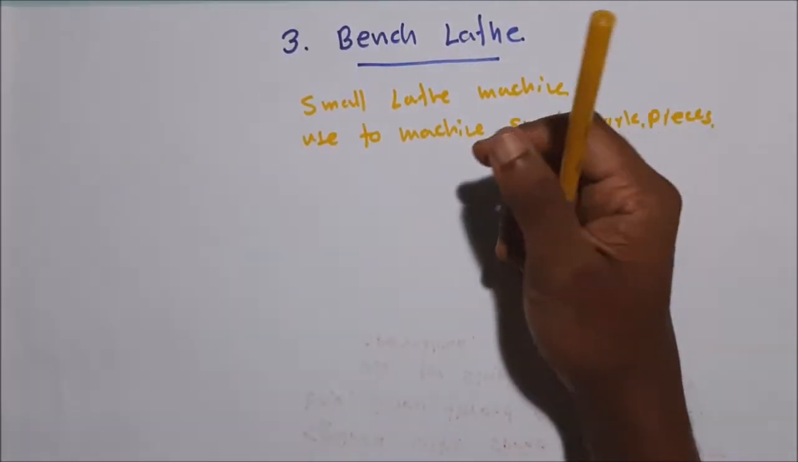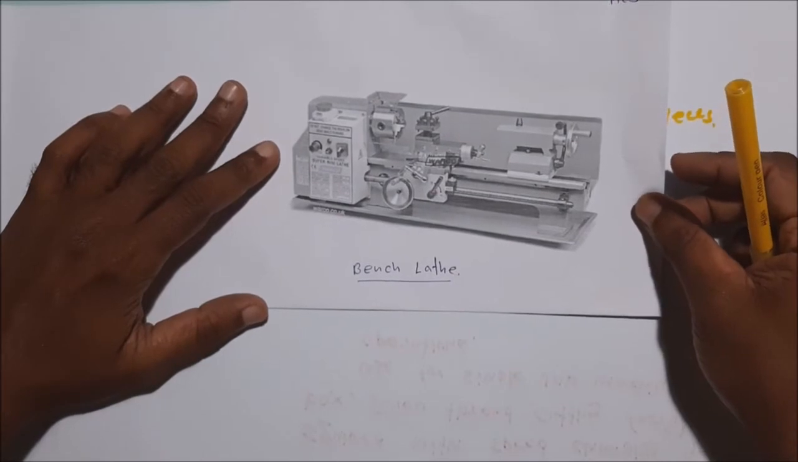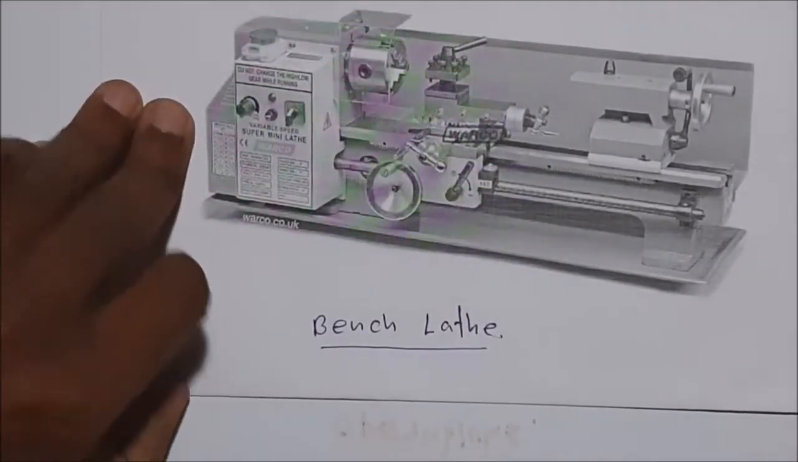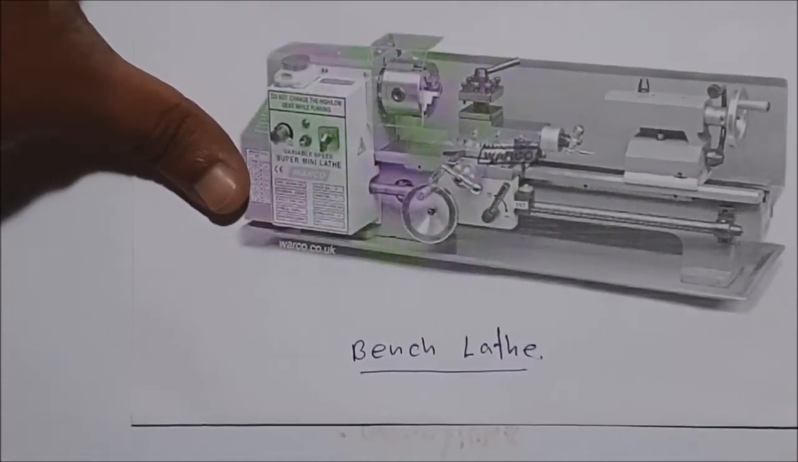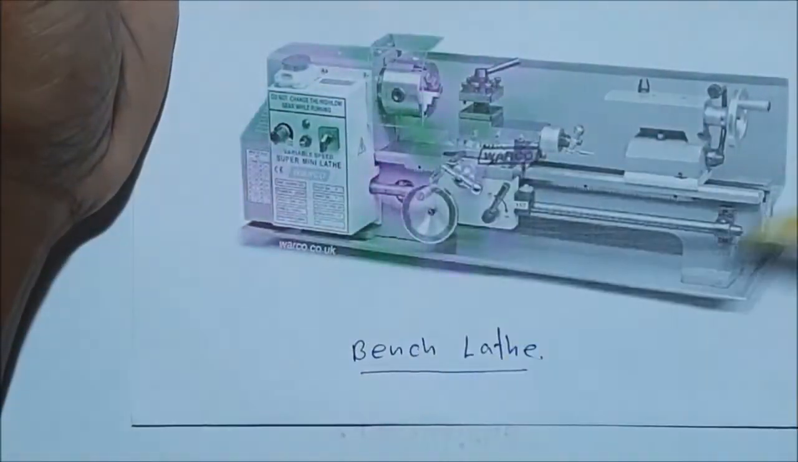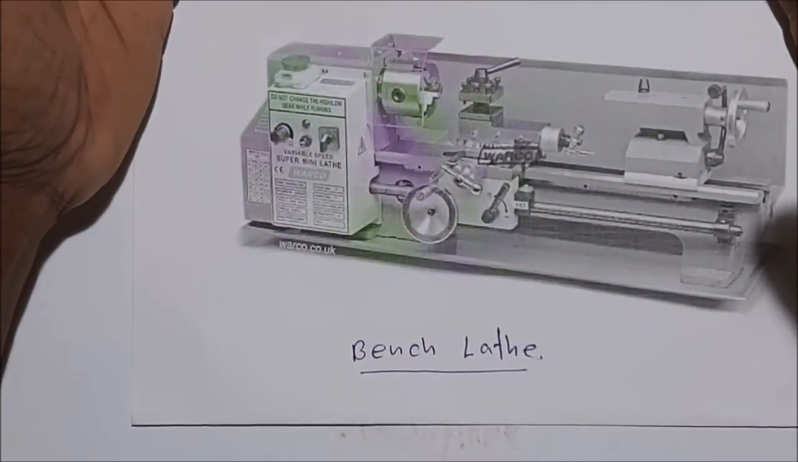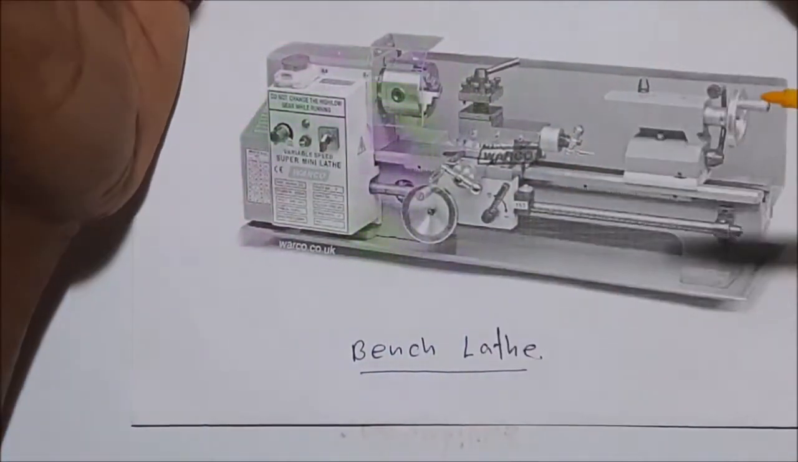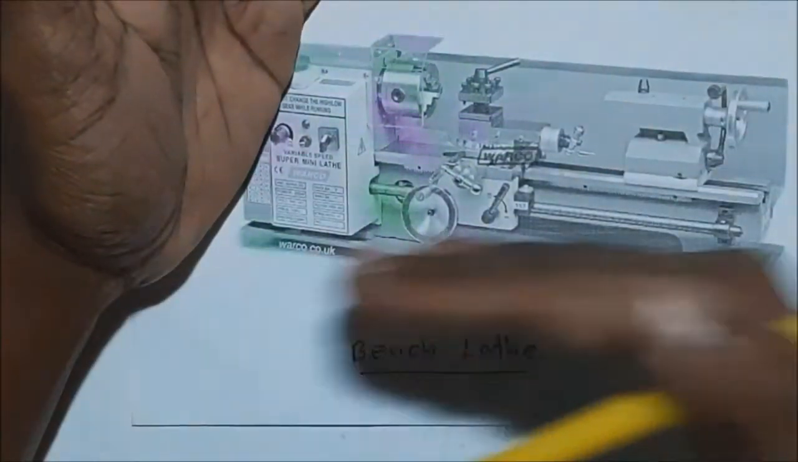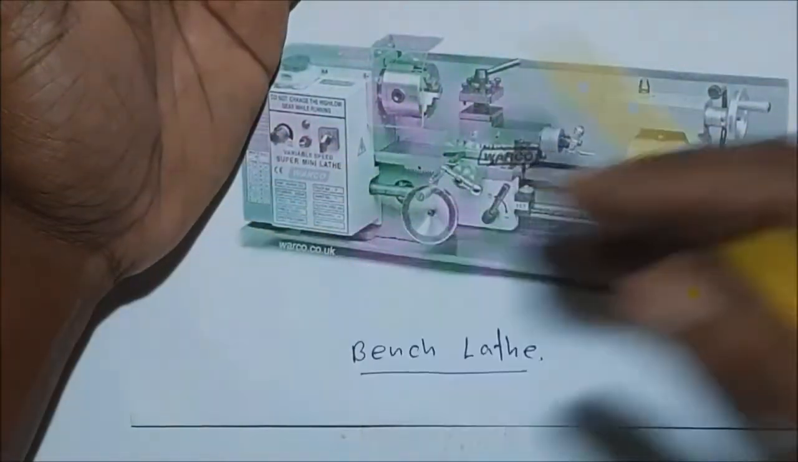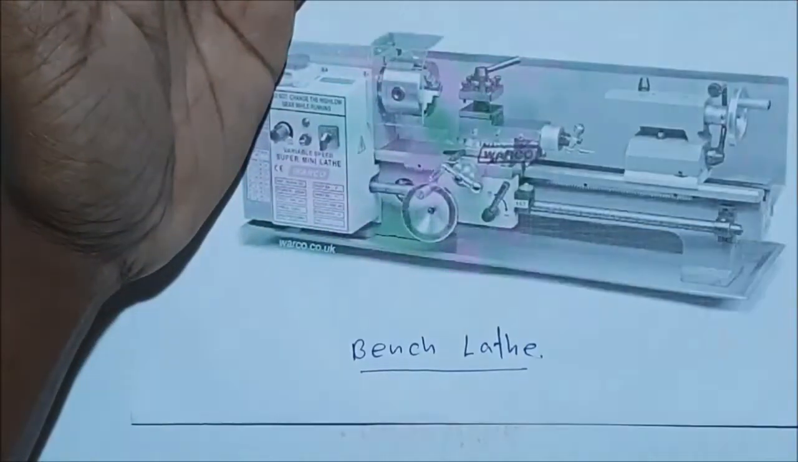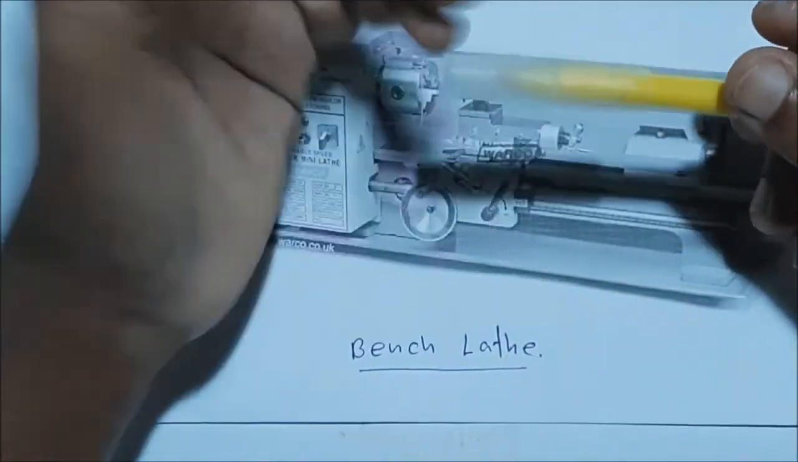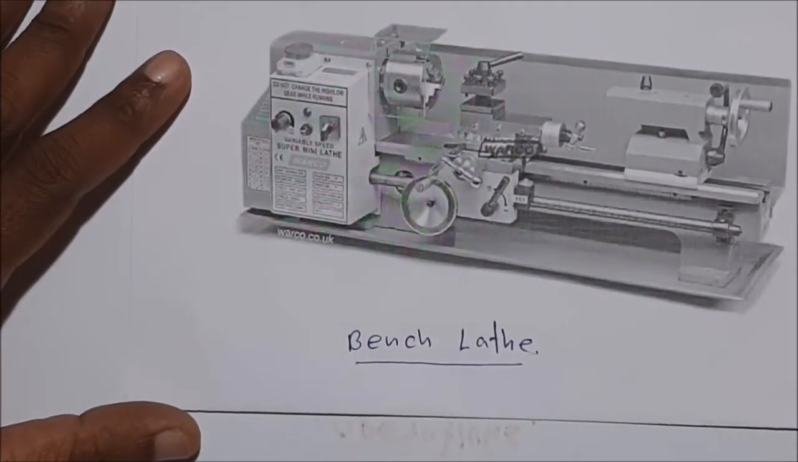I will show you the picture of the bench type lathe machine. Here you can see the bench type lathe machine. It is also similar to the engine lathe, with a similar structure, but it is relatively very small and mounted on the workbench. That is the difference. The scale is very small, used to machine very small components.